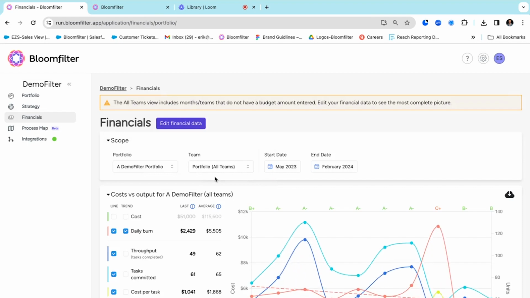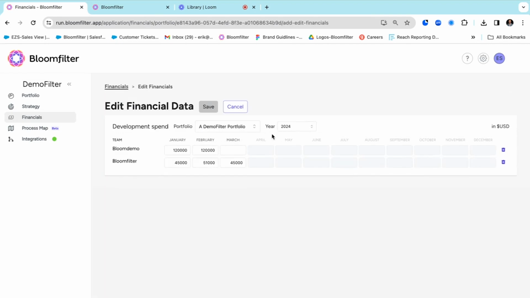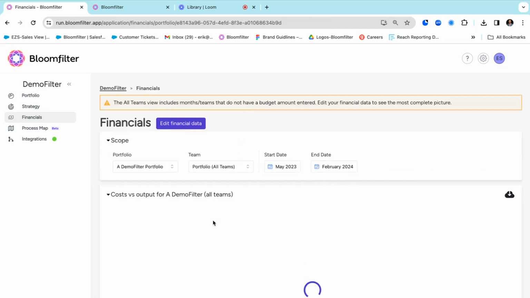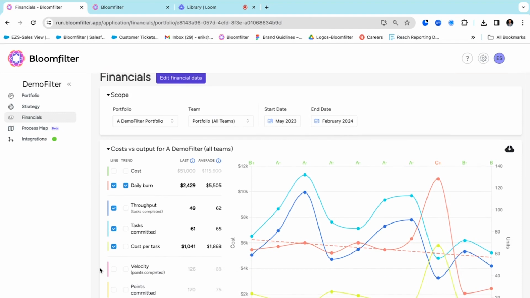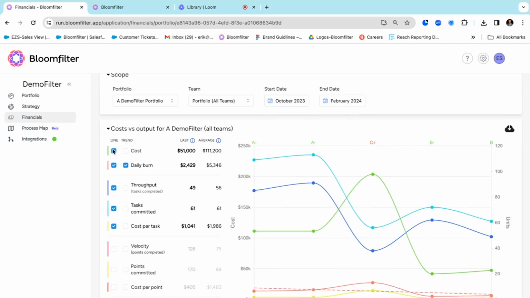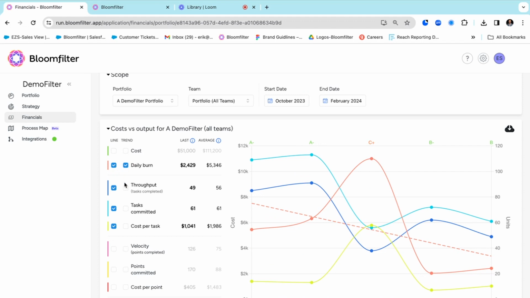The second key thing that we do is we pull in financial data. This is typically entered in manually into our system, and it allows us to understand from a financial lens what are we spending and what are we getting for that spend? So in this instance, what we're going to show is how costs are changing month over month. We can show how that's happening at a daily rate.